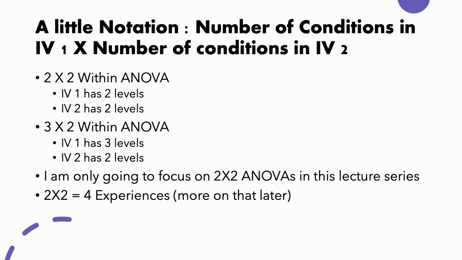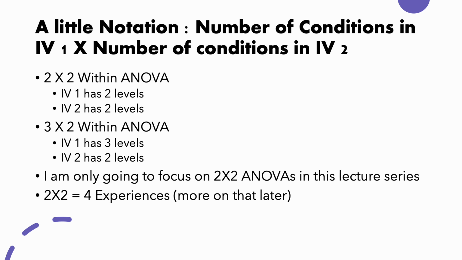I want to teach you a little about two-variable ANOVA notation. We use the phrase 2 by 2 within ANOVA to indicate that independent variable 1 has two levels or groups, and independent variable 2 has two levels or groups. The first number indicates the number of groups in independent variable 1. The second number indicates the number of groups in independent variable 2.